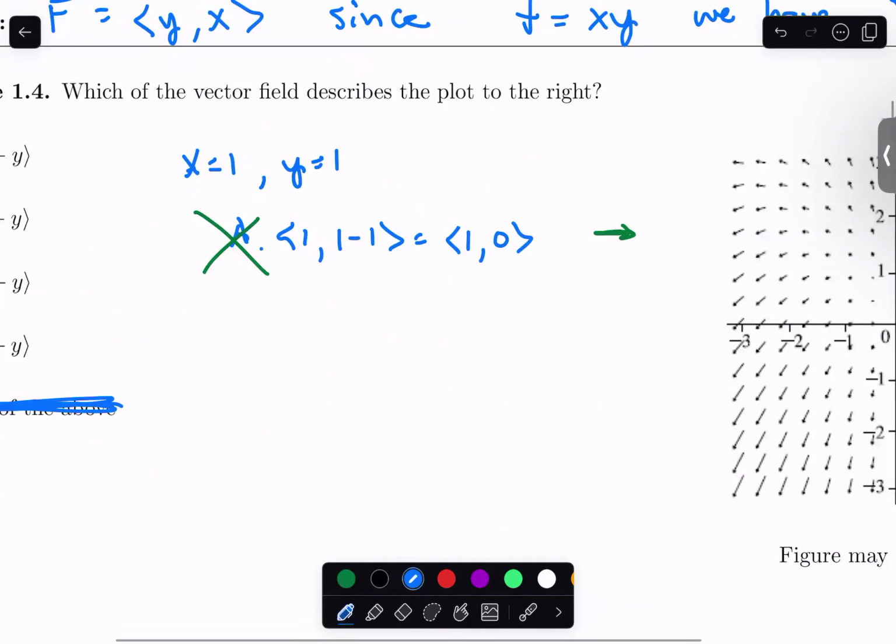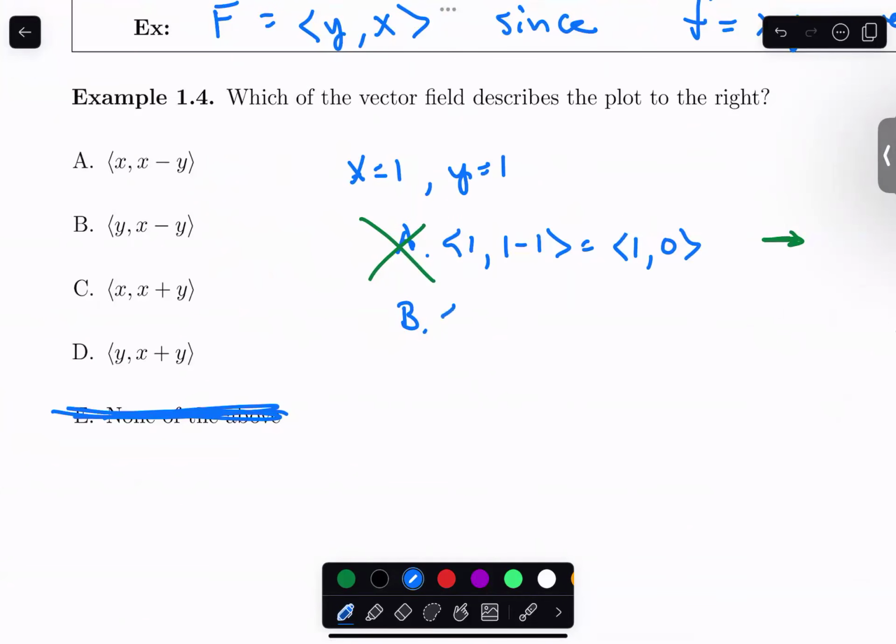We can play the same game now looking at B. So at B here, I have what? y is 1, and x minus y, that's going to be 1 minus 1, is going to be 0 again. And so again, this vector here is going to be pointing just over to the right. And so I know that option B can't be it either.